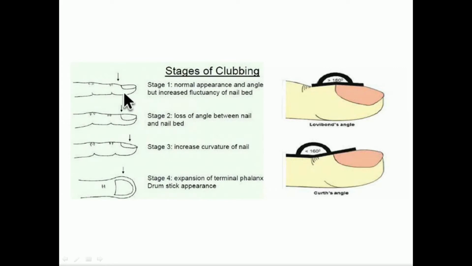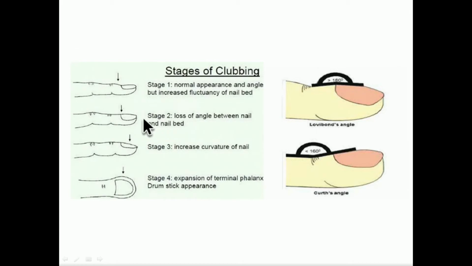So the first one is the nail will look completely normal, but only on palpation you will see that the nail is kind of floating over the nail bed. This occurs because there is swelling here, and because of this swelling and ongoing inflammation, the nail plate loses its grip to the nail bed and the nail matrix. So this is called the floating nail sign or fluctuancy.